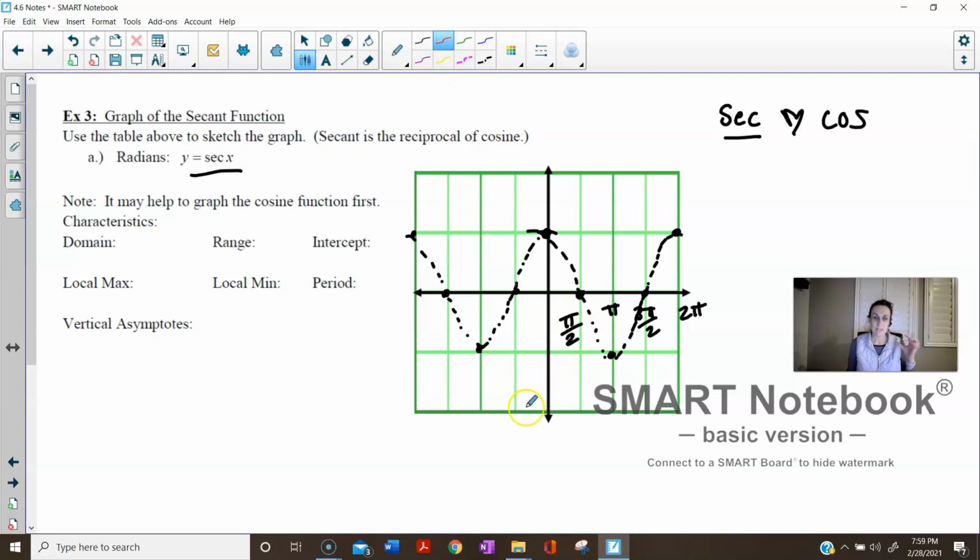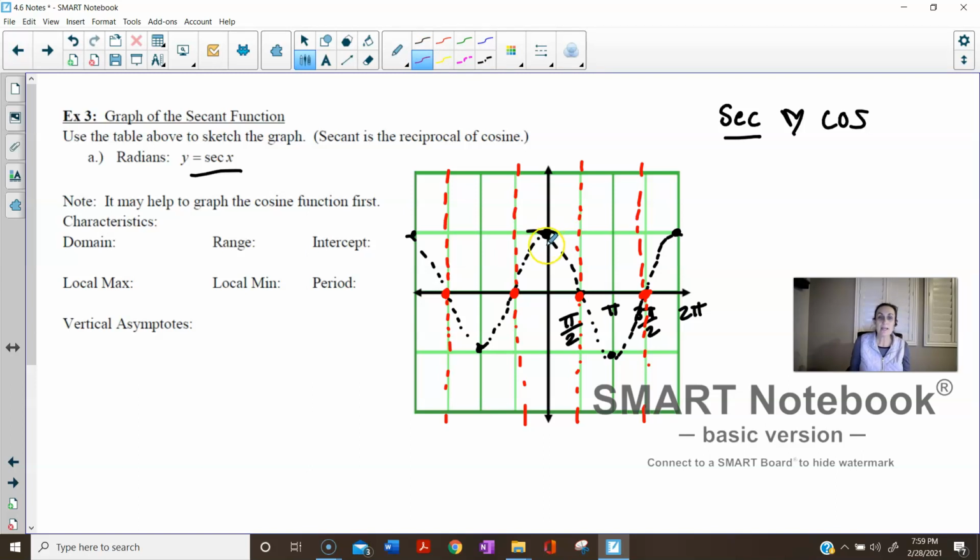asymptotes. And if you take 0 and you flip it, you get undefined. So where this is 0 is where you're going to have asymptotes. So let's draw asymptotes like this. So here's your asymptotes. And the secant graph is not going to hit those asymptotes.